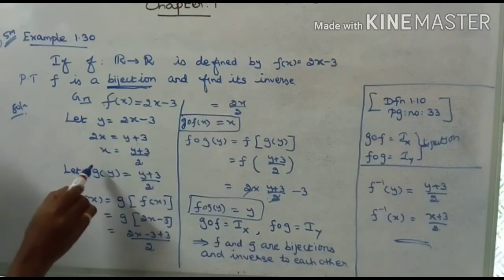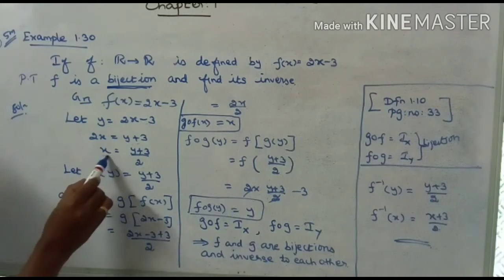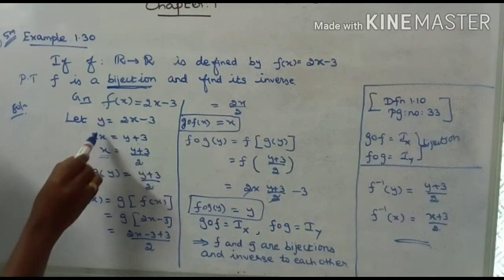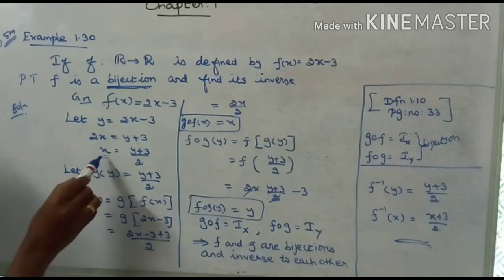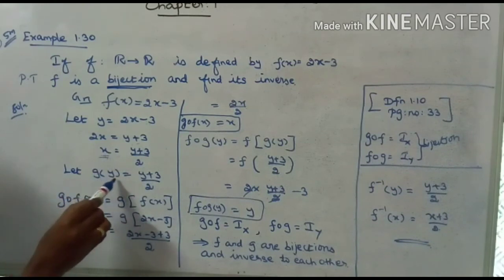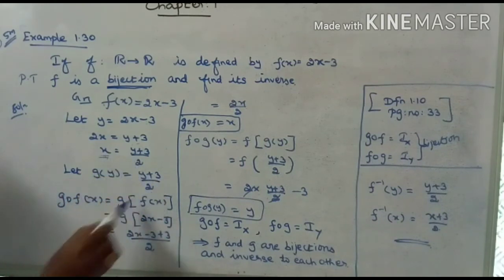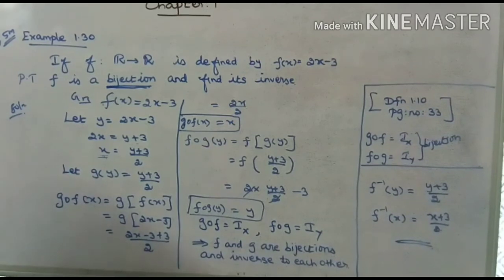Take this as the g of y value. That is, f of x is y, so g of y is x. So take this equation as g of y. G of y is equal to y plus 3 by 2. Now we find out the proof of these two parts: g composite with f and f composite with g.